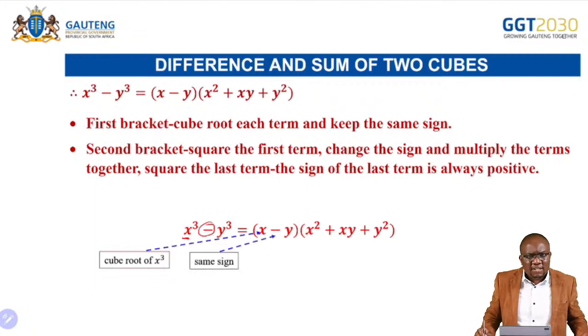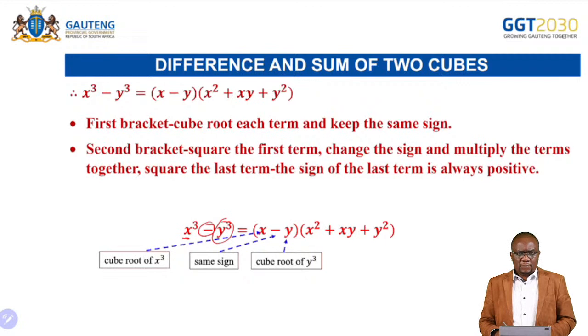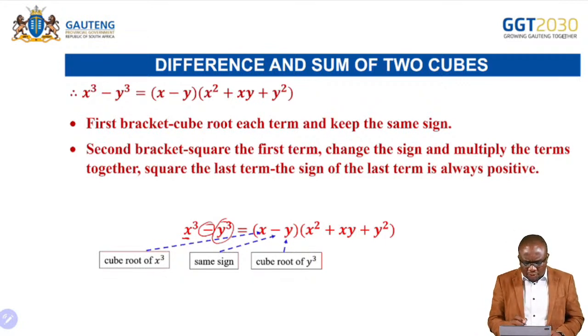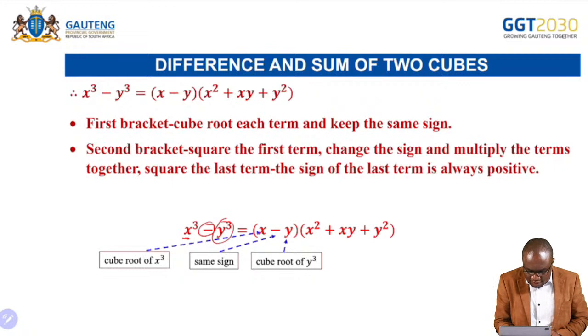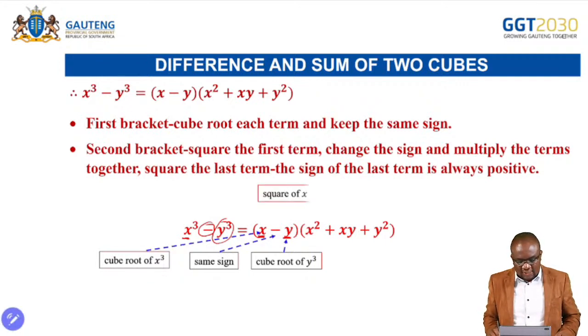Right. After maintaining the sign, what do? Cube root your second term, which is what? Which is y cubed. It's y there. You see that? That is your first bracket. Done with the first bracket. Okay? Let's go to the second bracket now. We're referring to this as our first term. This one is our second term. Right? Square your first term. In this case, which is what? Which is x. Square x.